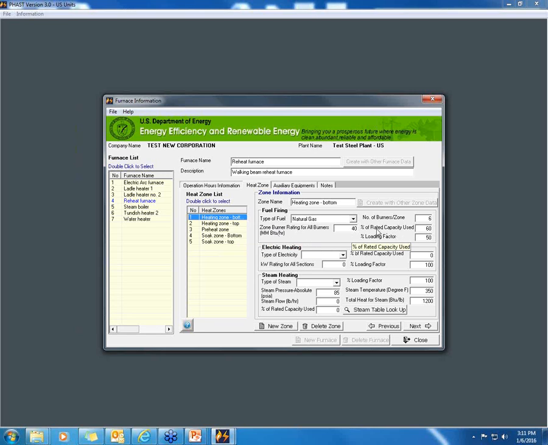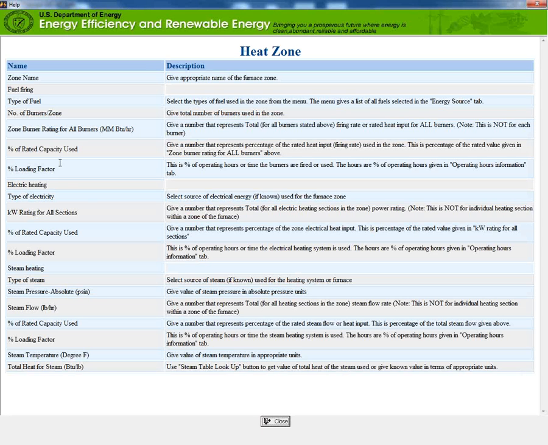Now the next 2 fields are percent of rated capacity used and percent loading factor. If you do not understand these terms and want their definitions, here is a question mark. If you click on this help, it will list all the different terms we are using in that specific calculator, whatever screen you are on right now, along with a definition. So, term and then description.